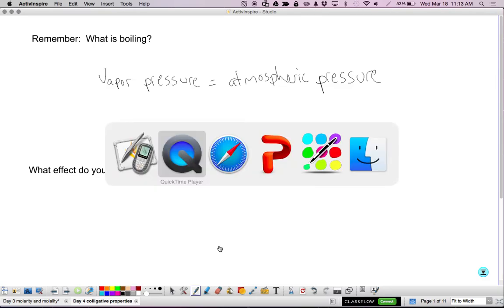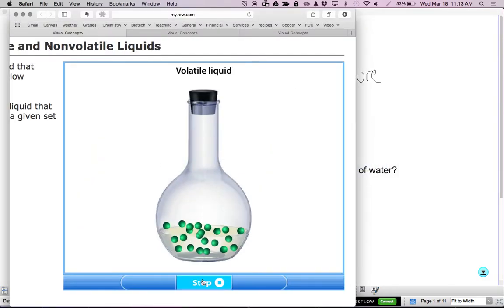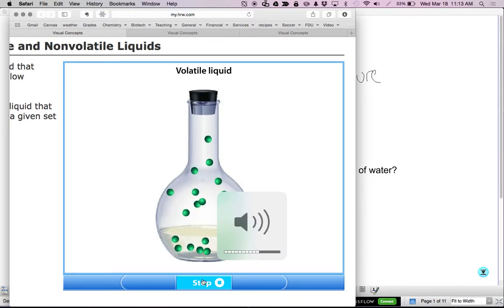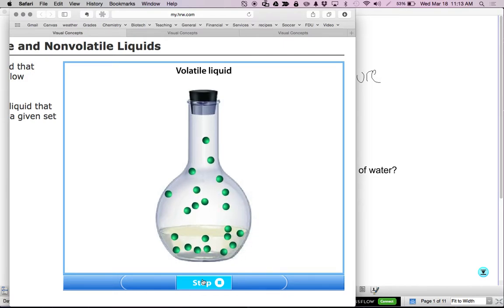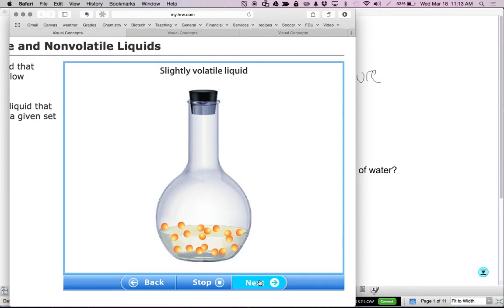So I have a little video here that'll serve as a reminder. A volatile liquid evaporates readily. Consider what happens to the molecules when we put a volatile liquid in this flask. Some molecules leave the surface of the liquid and enter the vapor state. The vapor above the liquid exerts a pressure called vapor pressure in the flask. In contrast, a slightly volatile liquid has a lower evaporation rate, so fewer molecules enter the vapor state above the liquid. Non-volatile liquids have little discernible evaporation, so no vapor forms above the liquid.